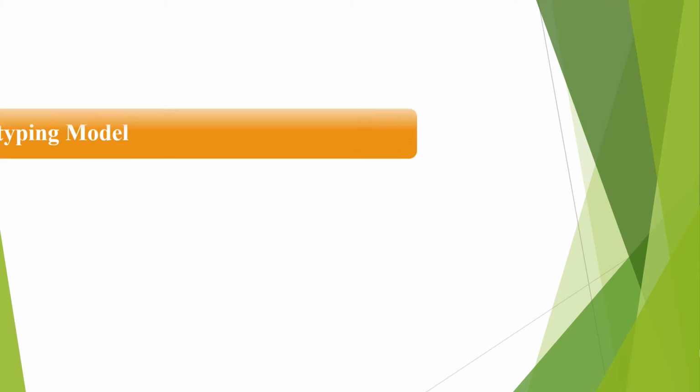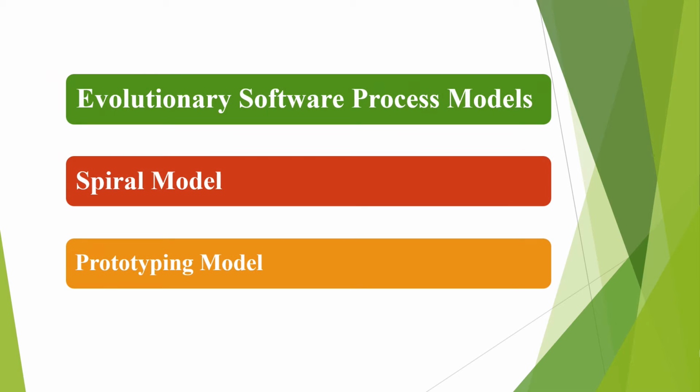Hello everyone. In today's lecture, I'm going to explain the following topics. First one is evolutionary software process models. Second one is the spiral model, which comes under the evolutionary software process model. Then third one is again the prototyping model, which is an evolutionary software process model.